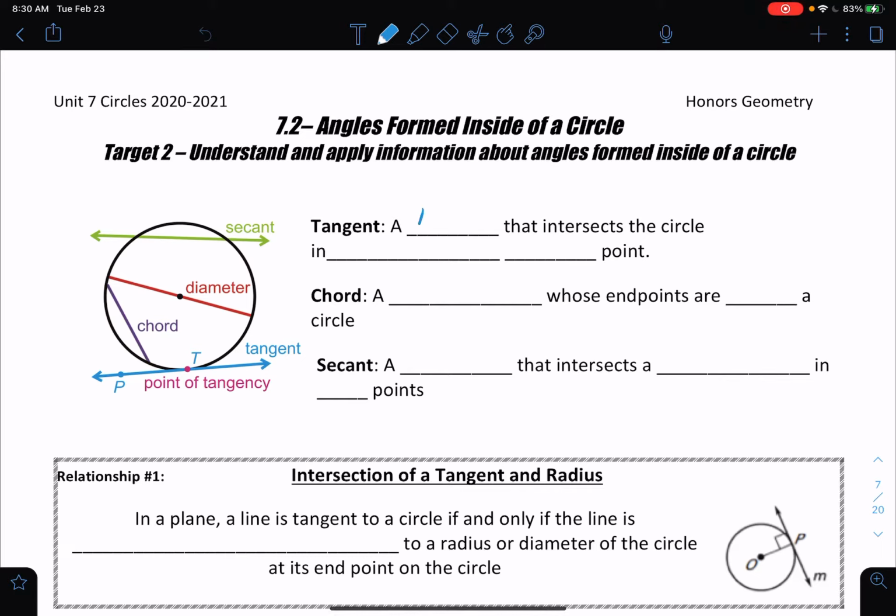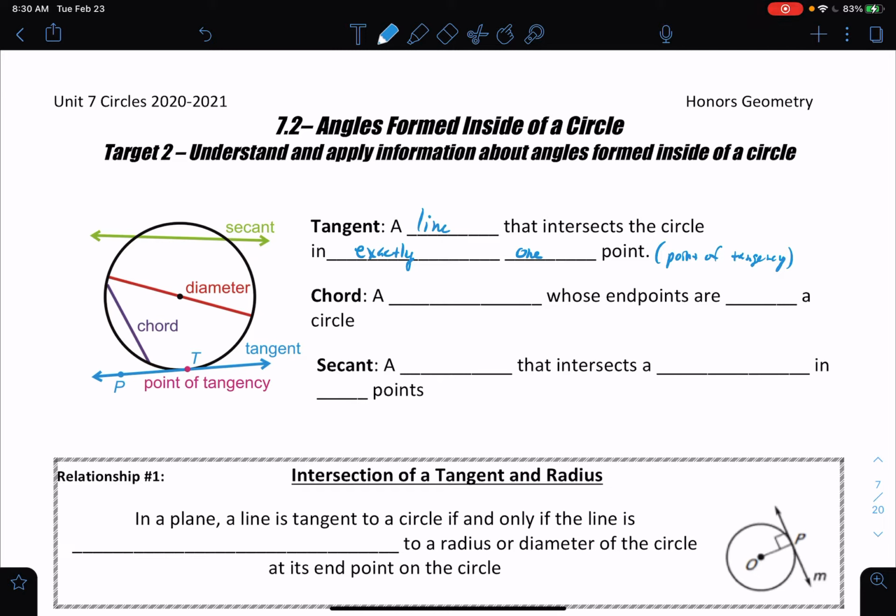A tangent is a line that intersects a circle in exactly one point. And that point is called the point of tangency. Okay, you'll see the tangent line on this diagram off to the left. All right, it's coming from outside the circle, and it hits the circle once at point T. That's my point of tangency. Then it keeps going outside the circle.